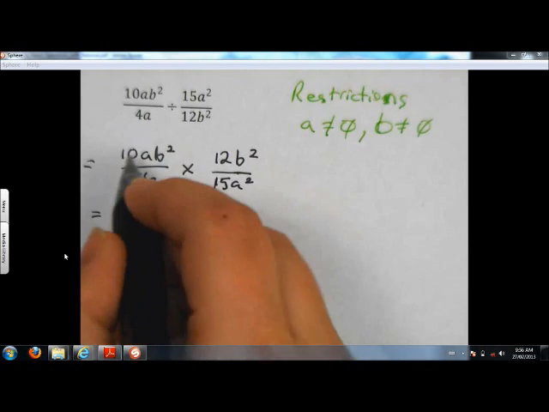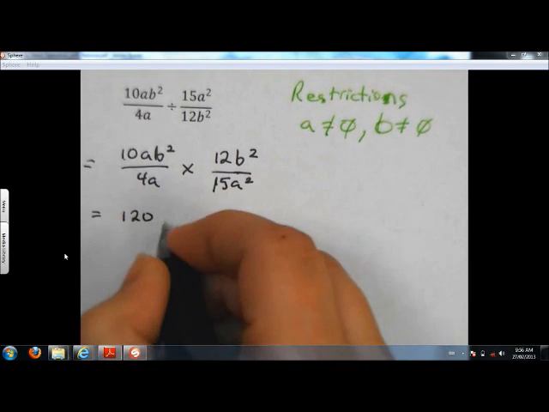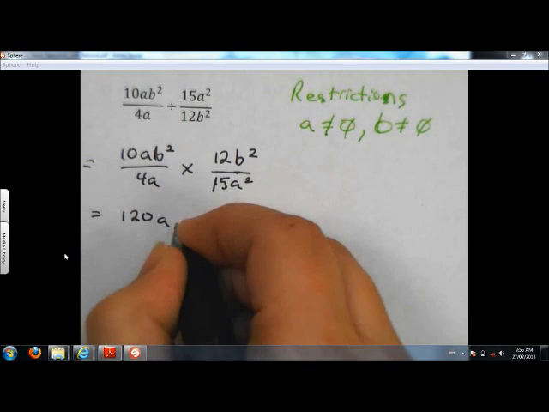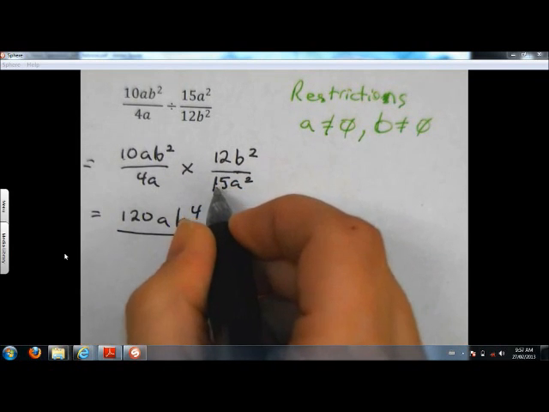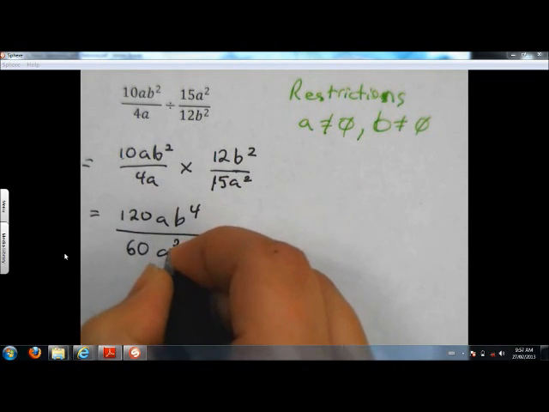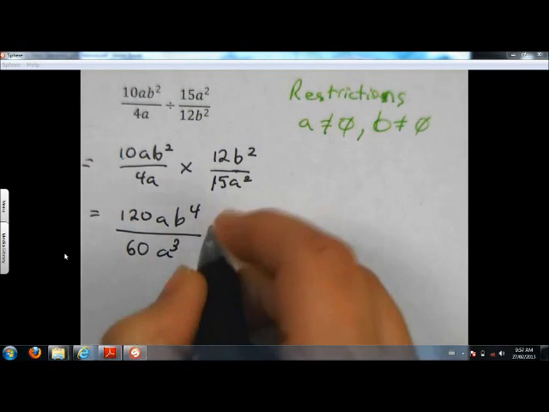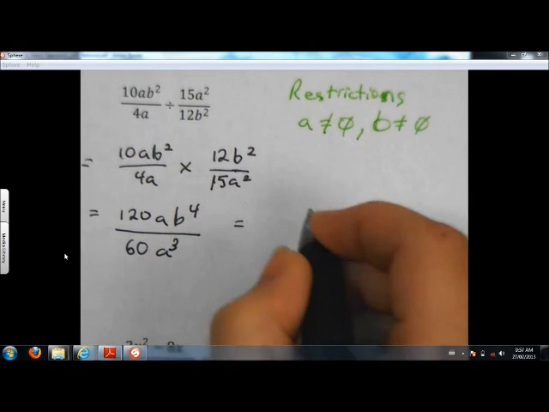Now I'm going to multiply 10 times 12, 120. A is just A, B squared times B squared, B to the 4. 4 times 15, 60. A times A squared is A to the 3. 120 divided by 60 is 2.